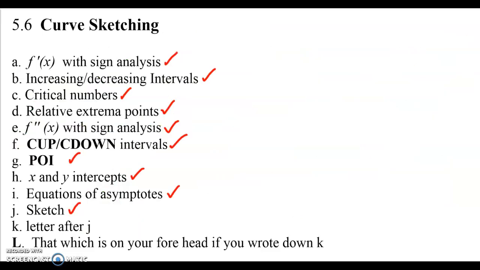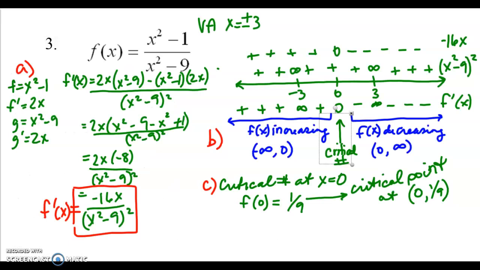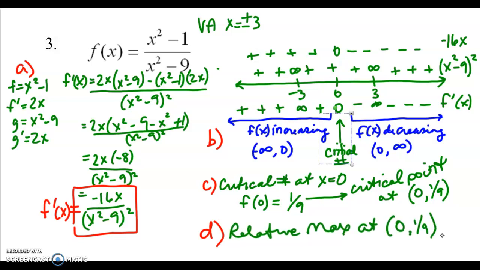Okay, now the relative extreme points, this is D. We know when we move from increasing, something going up, to something going down, that there will be a relative max at that critical point at (0, 1/9).